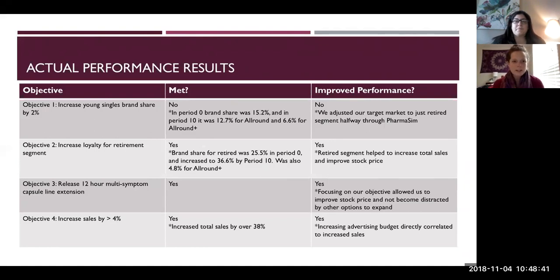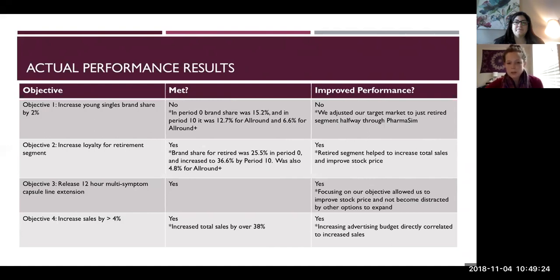Thank you, Adriana. So as a result of updating some of the objectives, we wanted to put together a chart to see how we actually performed relative to our marketing strategy objectives. So our first objective was to increase the young singles brand share by 2%. Did we meet that objective? No, we did not. And most of that is because of what Adriana just stated, that halfway through the simulation, we decided we didn't really want them to be our target market anymore because we were also focused on the retirement segment as well. And by removing this from our strategy, I think that helped to improve our sales in the last half of PharmaSim.